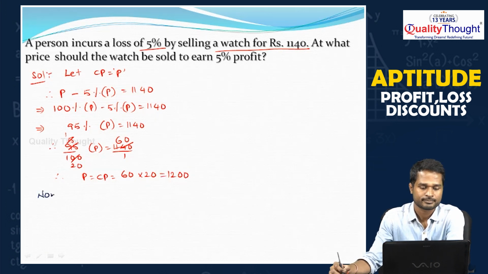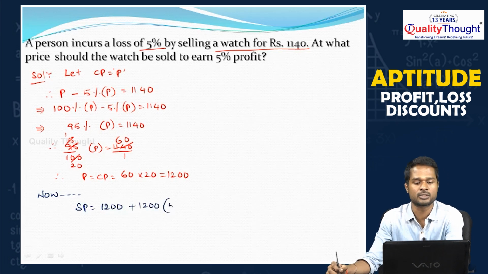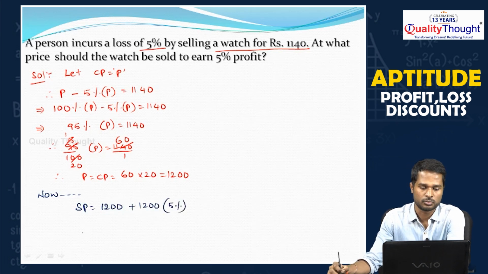Now, selling price is equal to, so on this cost price we need to get 5% profit. So, 1200 plus 1200 into 5% is the profit, that is what we need to get. So, calculate it, which is 1200 plus 1200 into 5%.